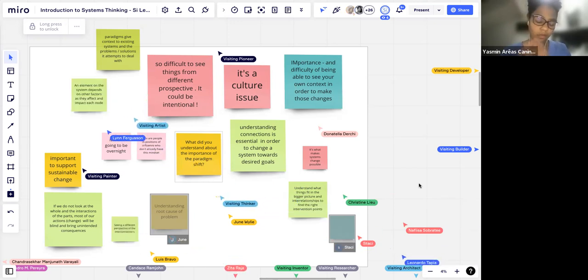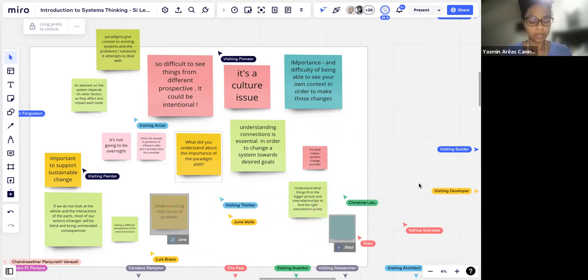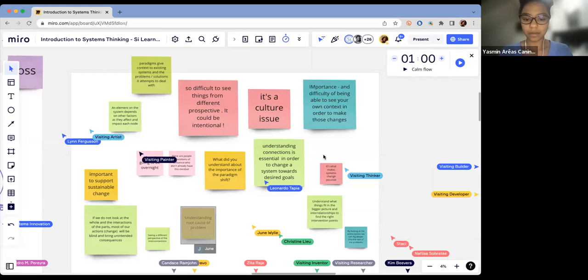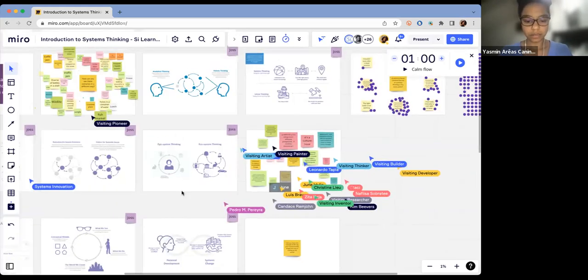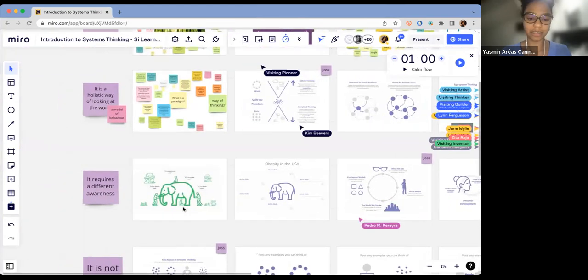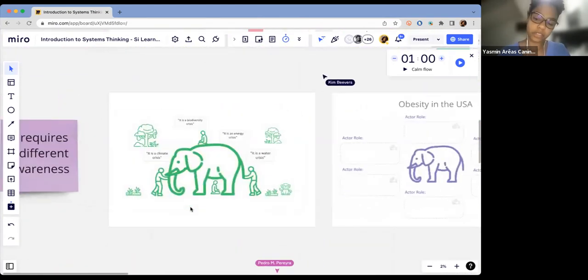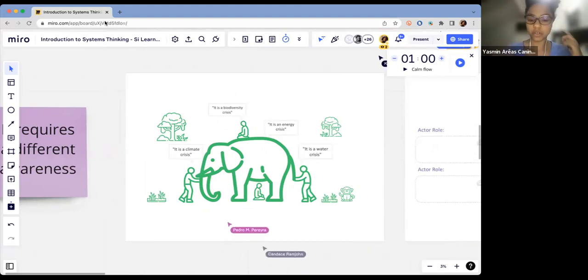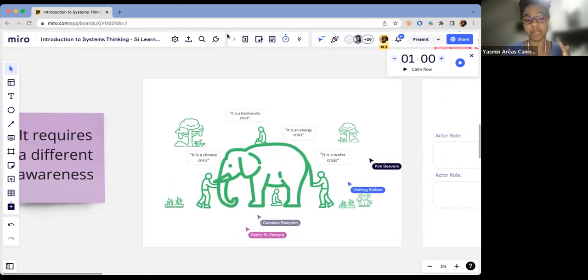These reflections are very important for the next session, now that we're going to talk about this awareness, the system awareness. I will share my screen again. So I will tell you a very important story that represents the importance of considering different perspectives and how important it is to bring people together to really understand a specific challenge or a specific phenomenon.